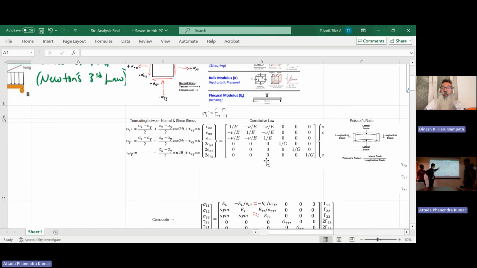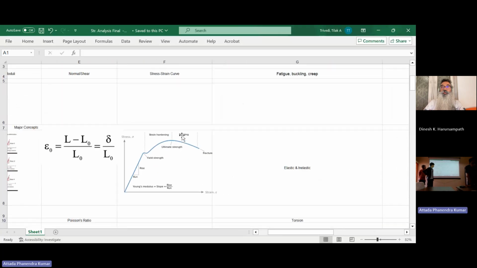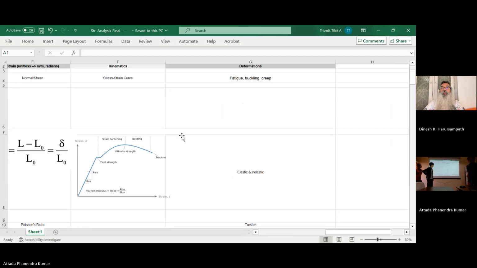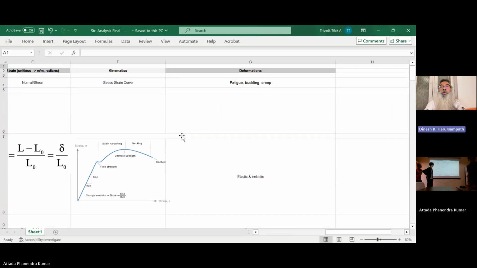Just one suggestion, if you go back to the deformations. I understand what you exactly mean when you say fatigue, buckling, creep, all cause deformations. But remember that these are a little more broader topics. So I want you to be a little more specific when you say buckling, for example, the buckling deformation, right? Because there can be buckling load also. There can be buckling as a phenomenon also.